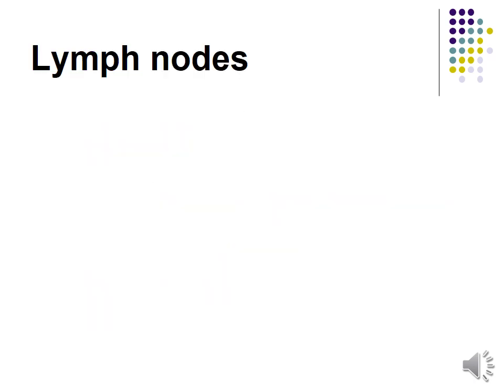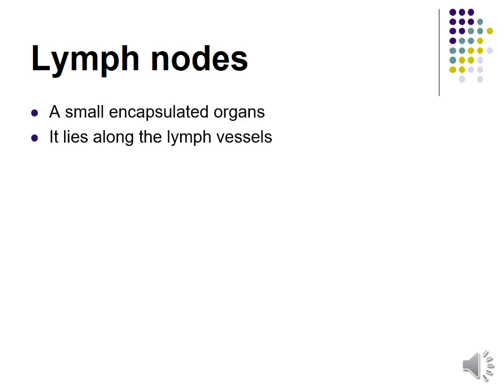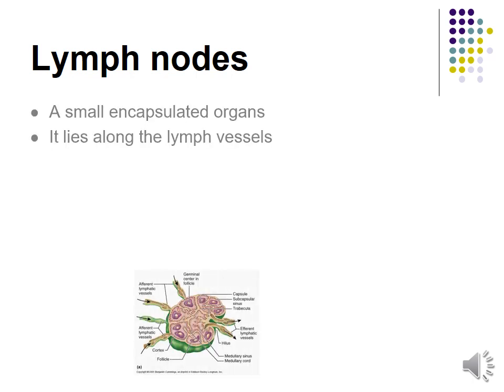Lymph nodes. What's lymph nodes? Lymph node is a small encapsulated kidney-shaped organ. It lies along the lymph vessels. As we see from this photo, it is kidney-shaped with a hilum. It contains a cortex and a medulla inside histologically. The convex surface receives multiple afferent lymphatic vessels draining into this lymph node, and from the hilum emerge 2 or 3 efferent lymphatics to the next lymph nodes.